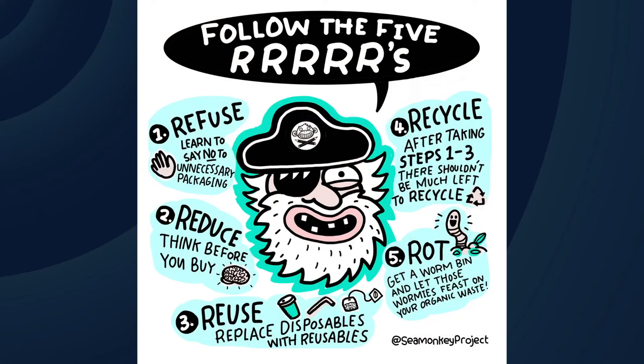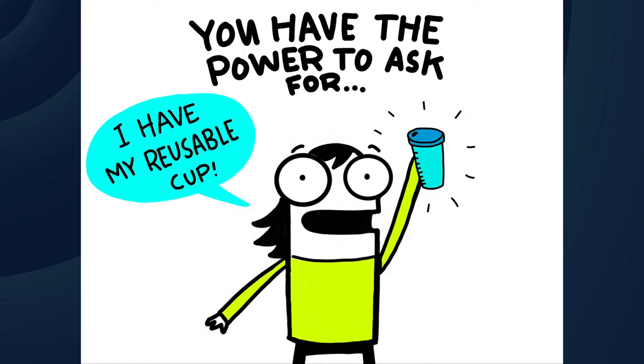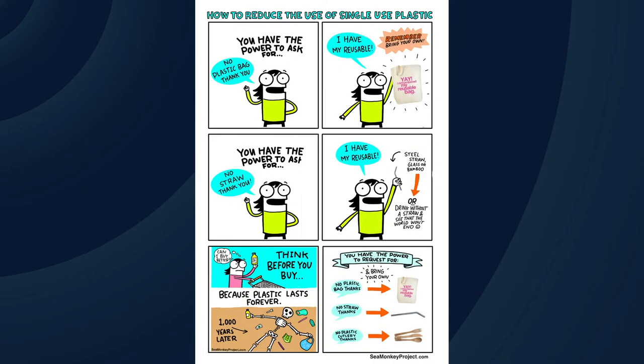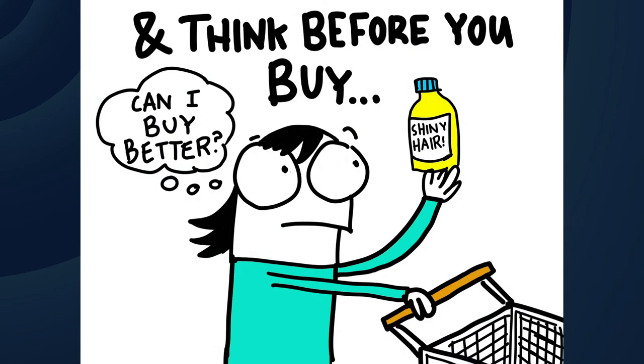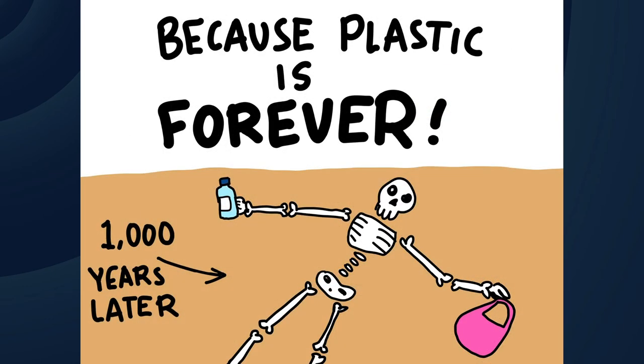So as a consumer, you guys have the power to ask for an alternative. Always, you can say, you don't need a straw. I don't need a bag. I don't need cutlery. You can bring it yourselves, or maybe you don't need to use it in the end. Because, as I said before, think before you buy. That's a great way to start off in the very beginning because plastic is forever.